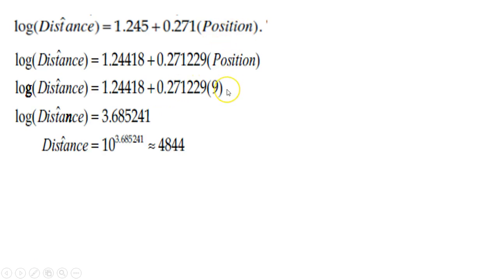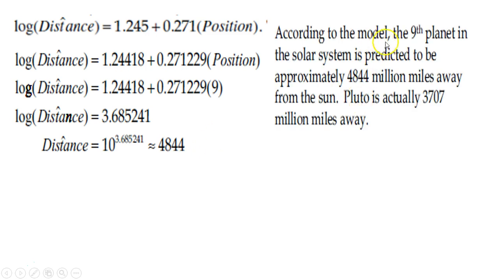But if I take 9, because it's the 9th planet, plug it in here, and then because it's a log, I put a 10 to the whatever on both sides, I get approximately 4,844. So according to the model, the 9th planet in the solar system is predicted to be about that many million miles away from the sun.